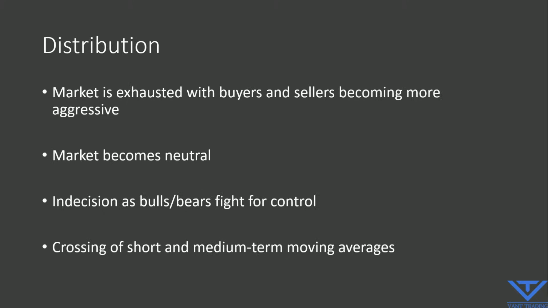Then you've got distribution at the top. The market has now exhausted itself. The sellers have become more aggressive. People have locked in profits. They're like, oh my God, I'm up 100%. I am more than willing to sell to idiots buying up here. And the market starts to become neutral again.